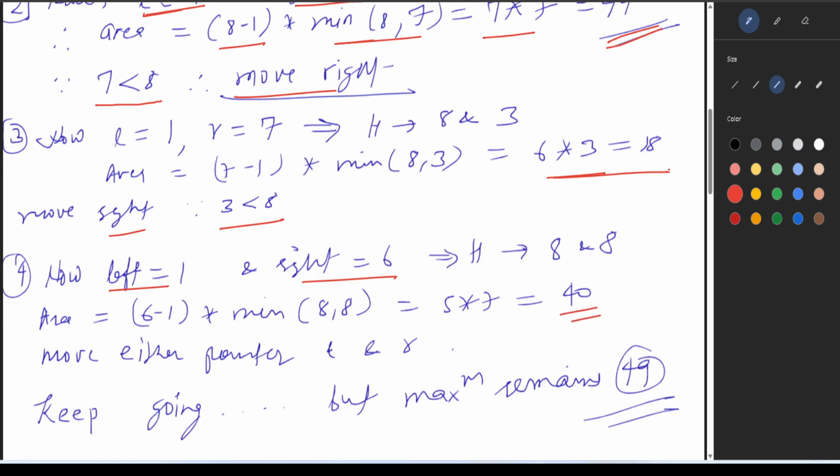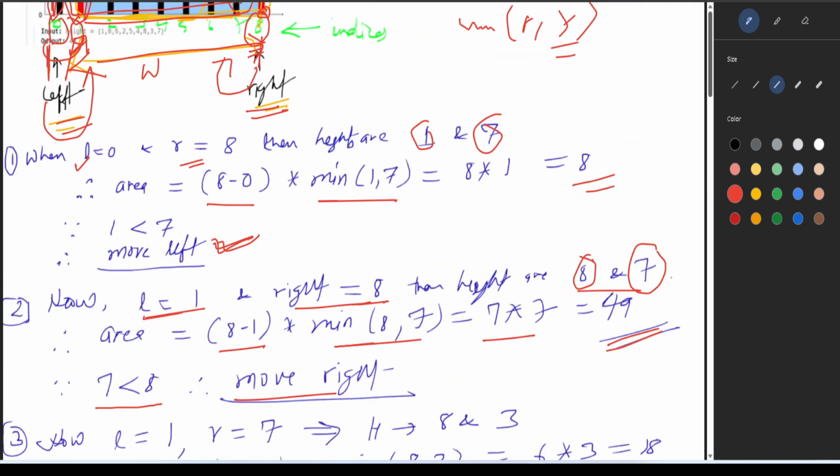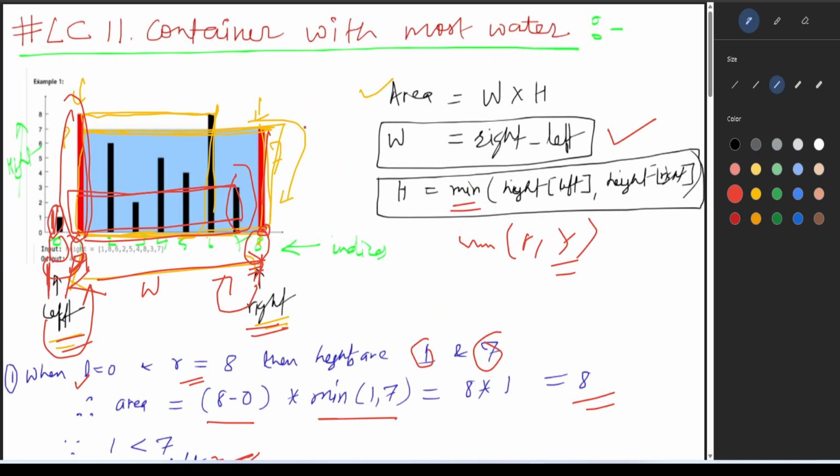So we'll keep doing that until we find the max. But in this case, we will not get the max. The max we will get is 49, because as you can see in this diagram, if we take this 8 height and this 7 height, minimum is 7, and we can get the max water because the width is also maximum, right? So we will try to find the max width with the max height, and we can get the max area. This is what we need to develop, right?